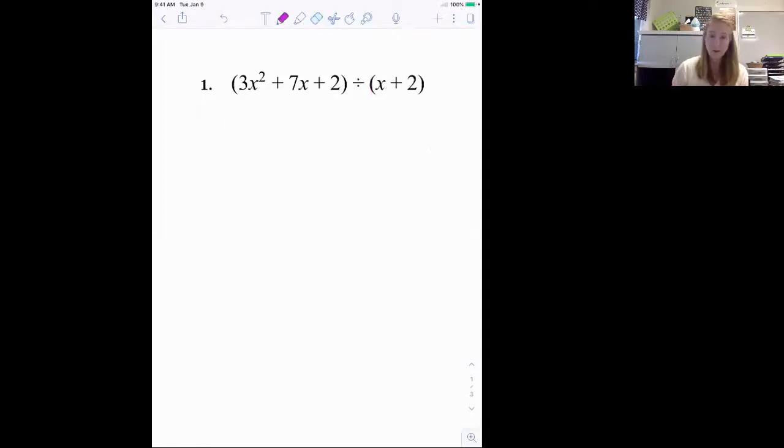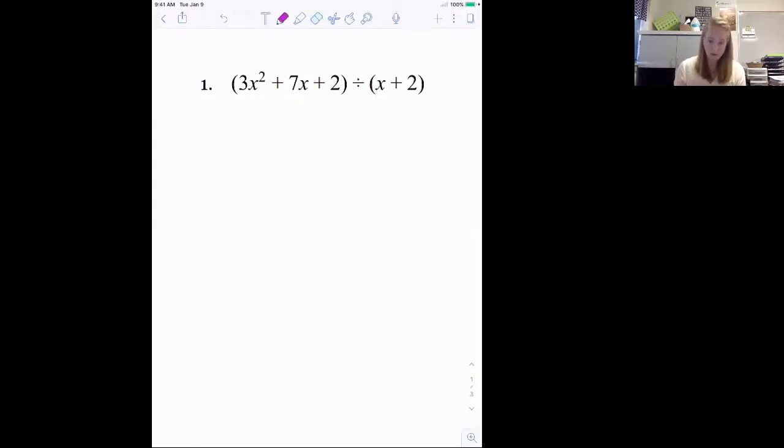So what you do to set it up is you have to check two things, first of all. In your dividend, you have to make sure that the exponents are in order from biggest to smallest. So my biggest exponent is a 2, then I have a 1, then I have my constant. Okay, so check, those are in order from biggest to smallest. Now, there's none missing. Like for instance, say this term wasn't here. That would be a problem. We'll do an example later.